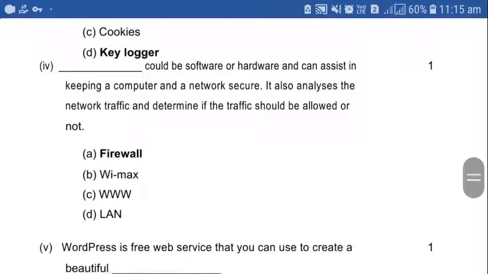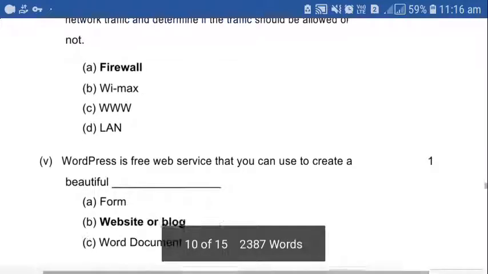And fourth question, dash could be software or hardware that can assist in keeping a computer and a network secure. It also analyzes the network traffic and determines if the traffic should be allowed or not allowed. So the right answer is firewall. We already know these types of questions because we are using the internet frequently nowadays.